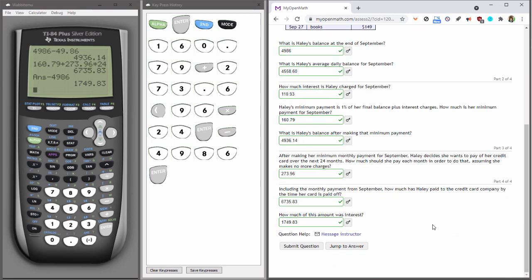Right. So this really pulls together everything that we've learned about credit cards and loans and financing, which makes this a really complicated question. But if you can comfortably answer this question, you've really mastered this part of the unit.